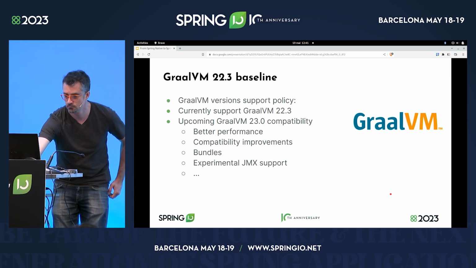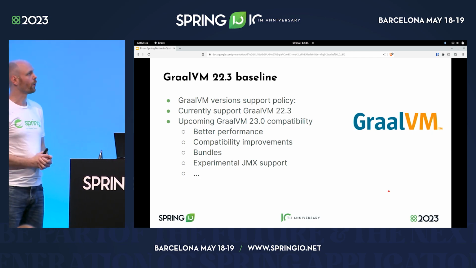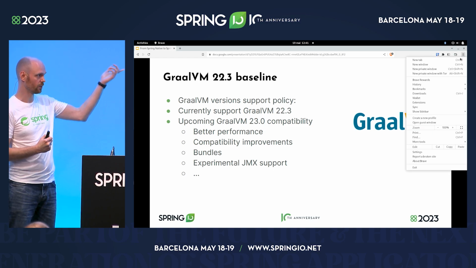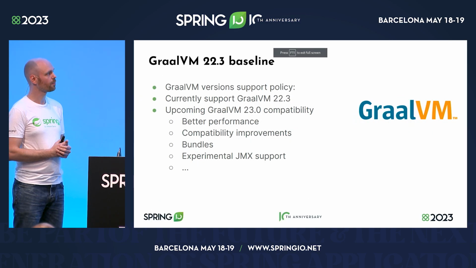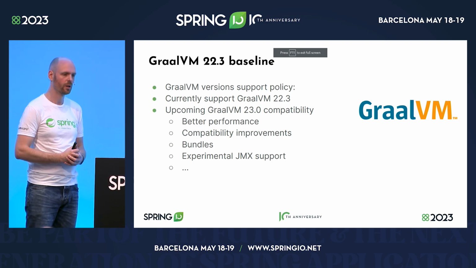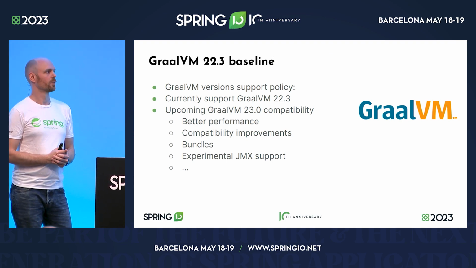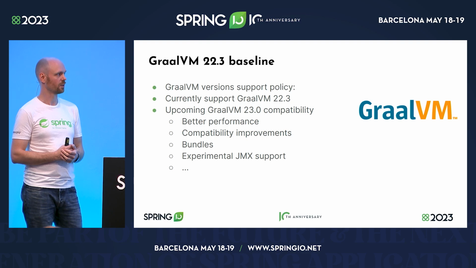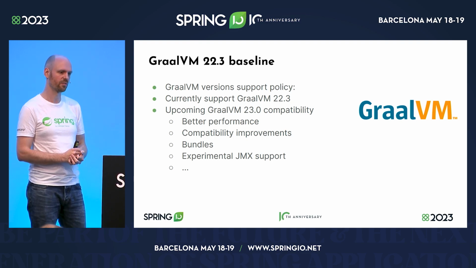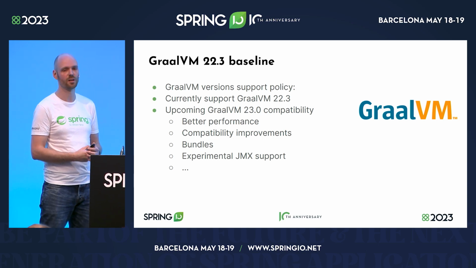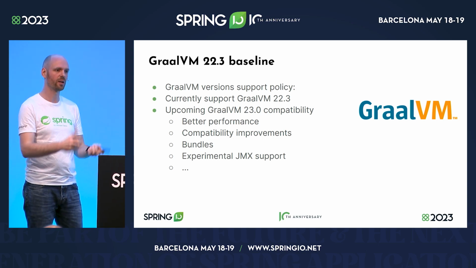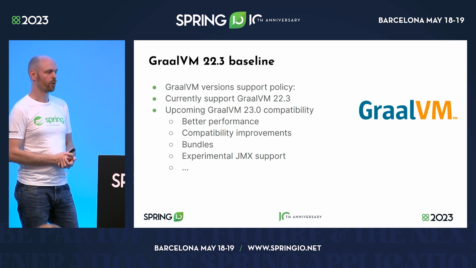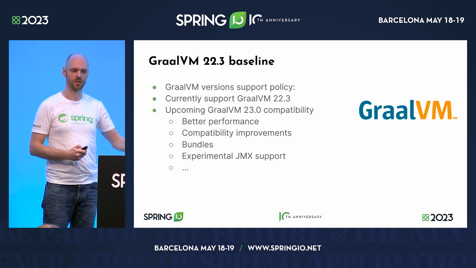So we baselined on GraalVM 22.3. The GraalVM version support policy is that we are now using 22.3, but there is an upcoming GraalVM release, 23.0, and we are also going to support that. What's in that update is better performance, less memory consumption, compatibility improvements, also the bundle stuff where you can build your native image into a bundle and then use it for reproducible builds or build it somewhere else. And there is also experimental JMX support, so for JMX exported metrics.